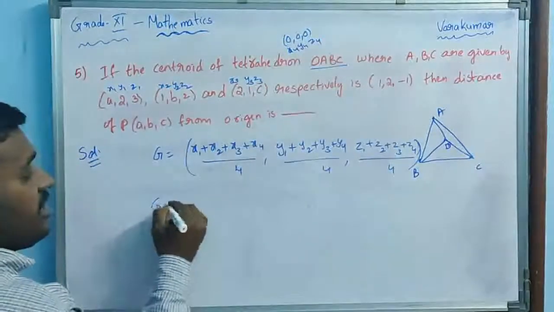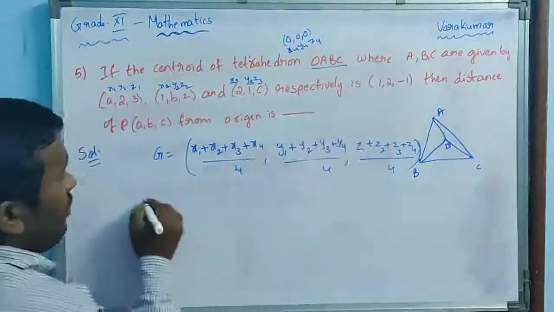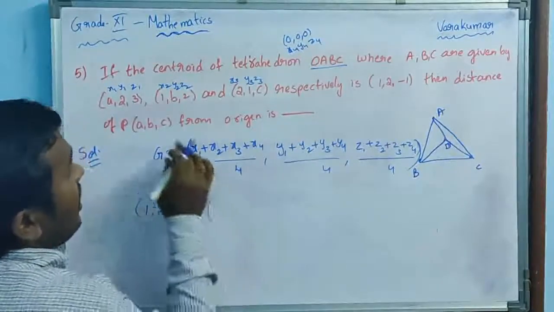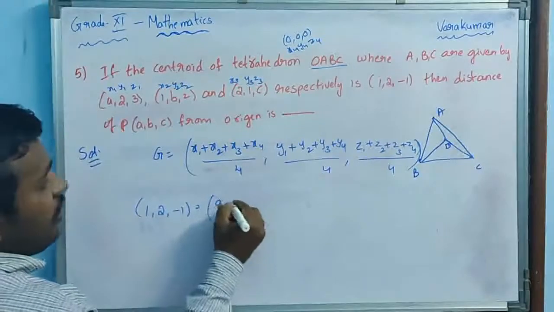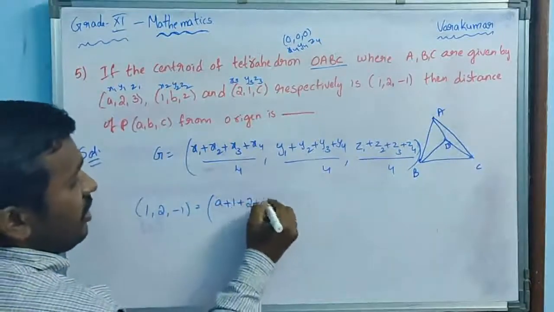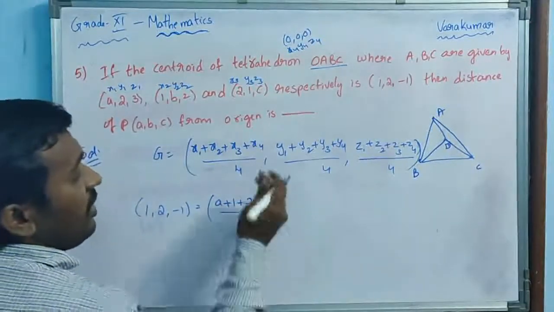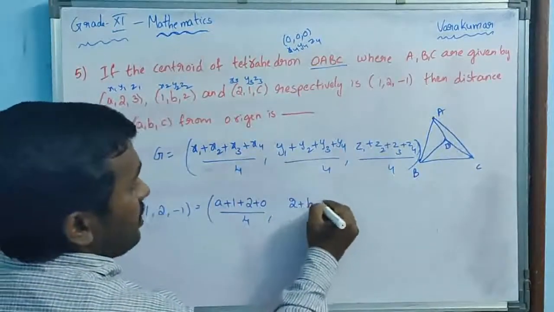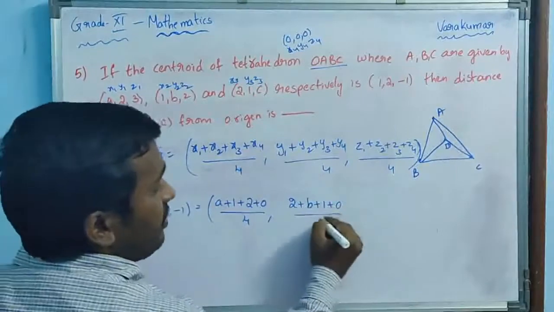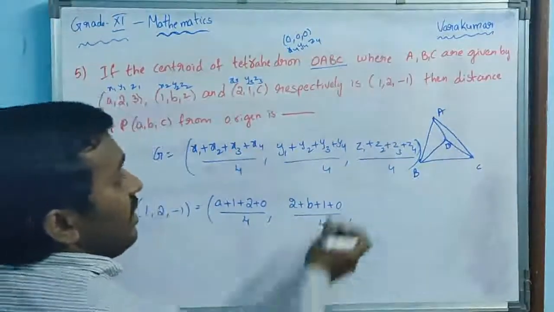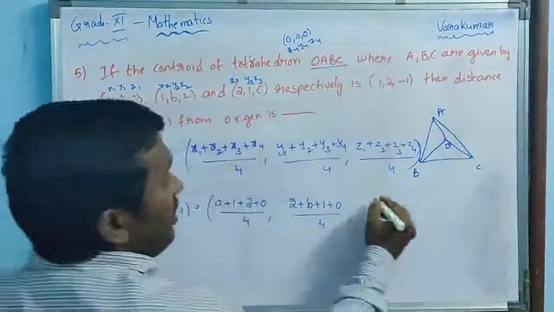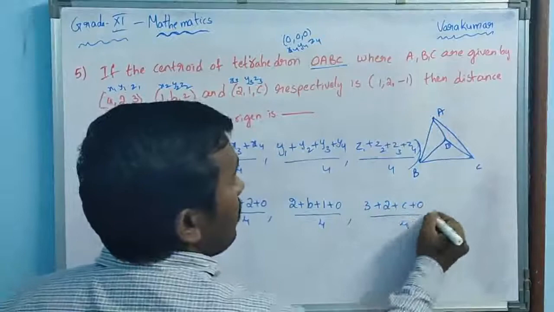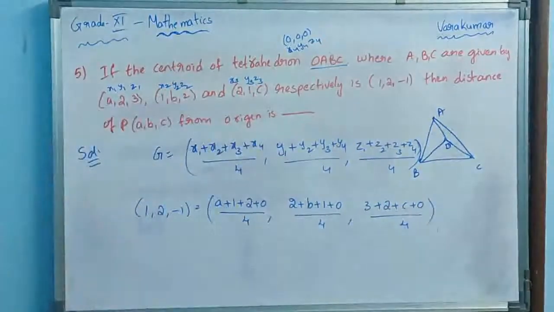So the centroid is already given: (1, 2, -1) equals ((a + 1 + 2 + 0)/4, (2 + b + 1 + 0)/4, (3 + 2 + c + 0)/4). Clear?